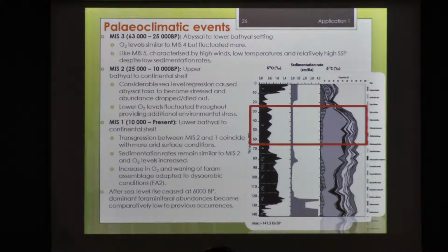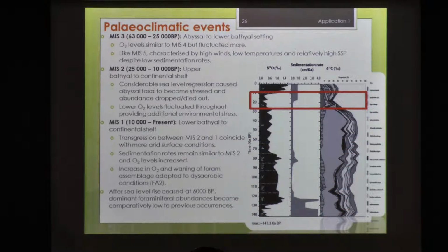So, marine isotope stage 3 is again still the same marine setting. You have oxygen levels similar to the previous stage, but like marine isotope stage 5, it was characterized by high winds, low temps, relatively high productivity, despite low sedimentation rates. Now, when things get interesting, in marine isotope stage 2, we've changed to an upper bathyal to continental shelf.